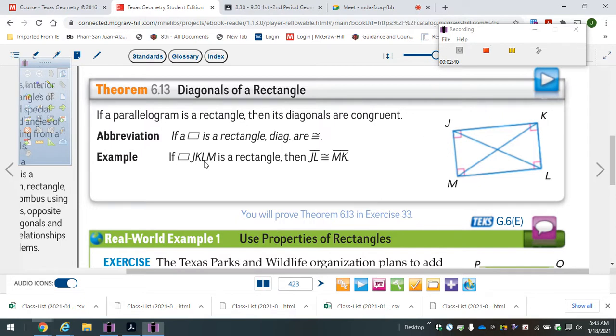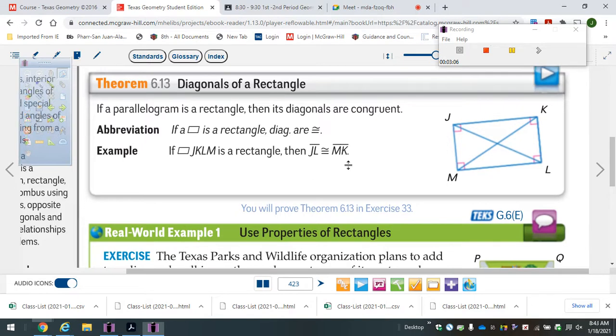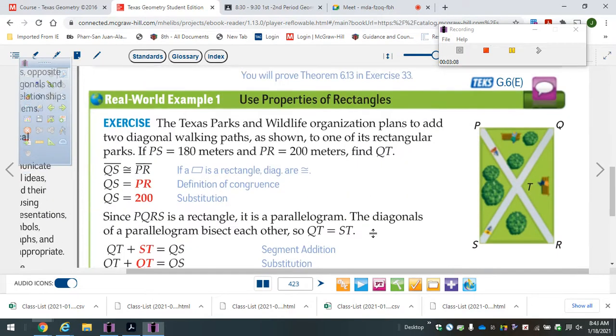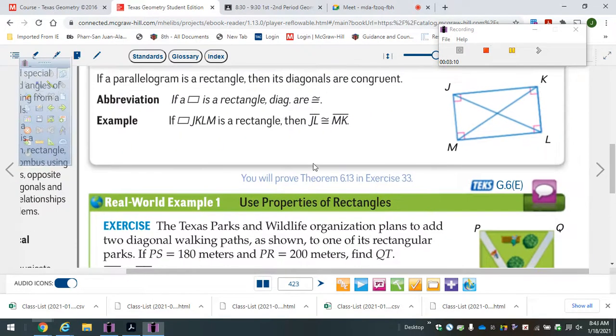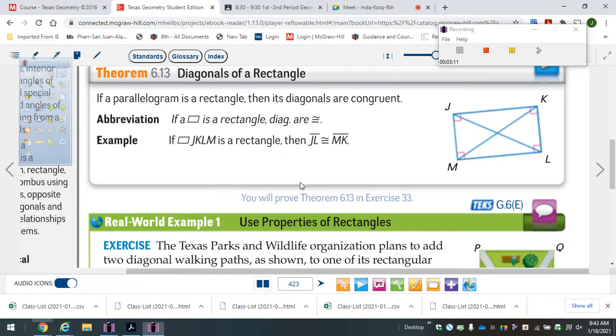If a parallelogram JKLM is a rectangle, then line segment JL is congruent to line segment MK. That's it, pretty easy. Okay, copy that one down, about 1 minute real quick.